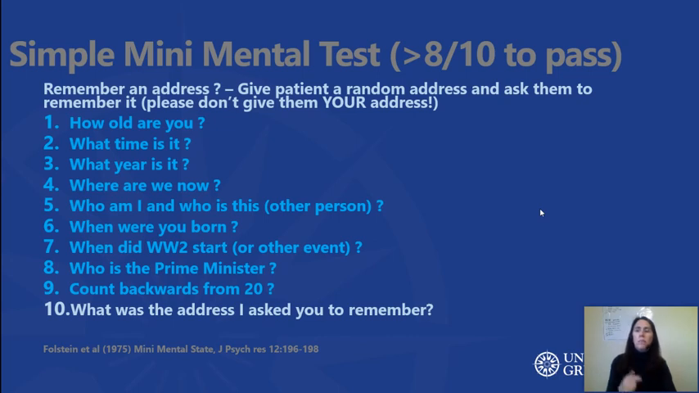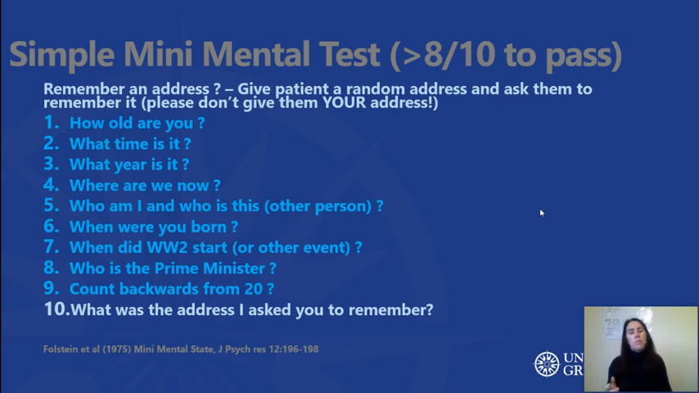So, for example, these are the general kind of questions that we would expect to ask, but you might not know when World War II started. You might not know who's the Prime Minister. So you can't test them if you don't know the answers to the question. And it's not fair if they don't know the answers to the question. So 10 questions that seem pretty straightforward.